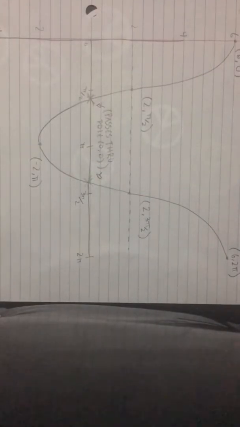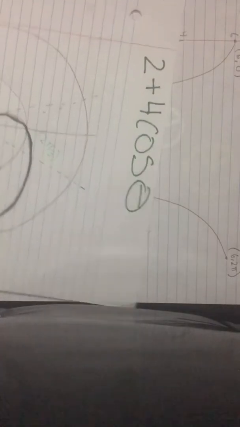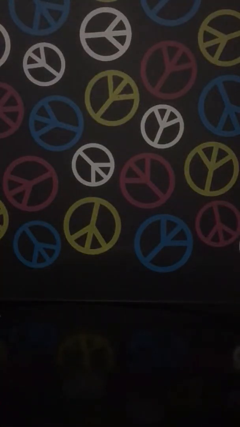You can find an exact point for these by setting the original equation, which is 2 plus 4 cosine theta, to 0, which I did here. So you can see here, 0 equals 2 plus 4 cosine theta. You start off by subtracting 2 on each side, which gives you -2 equals 4 cosine theta. Divide each side by 4, which gives you cosine theta equals -1/2.